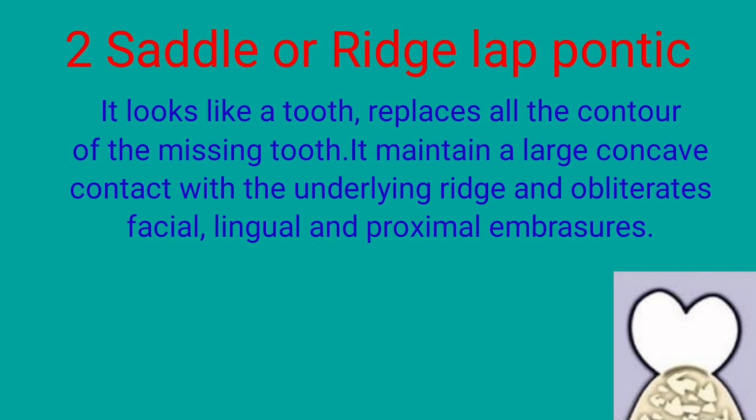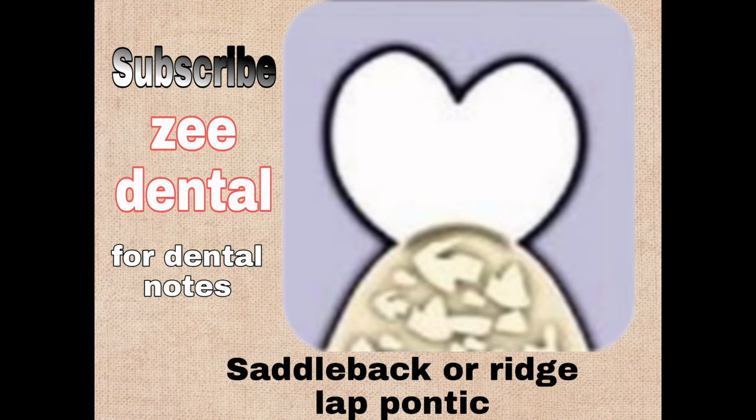Number 2. Saddle or ridge lap pontic. It looks like a tooth, replaces all the contour of the missing tooth. It maintains a large concave contact with the underlying ridge and obliterates facial, lingual and proximal embrasures. Viewers, that picture shows the clear example of saddle or ridge lap pontic.